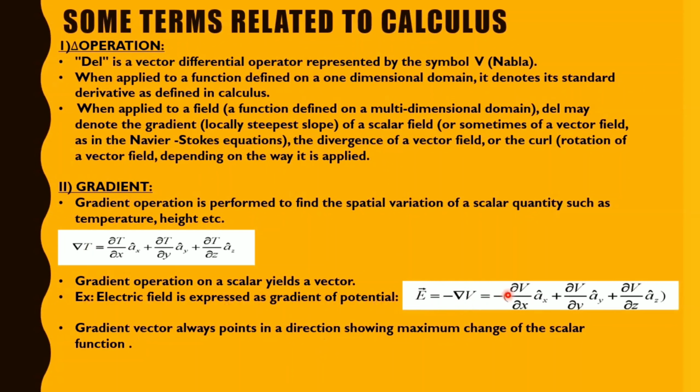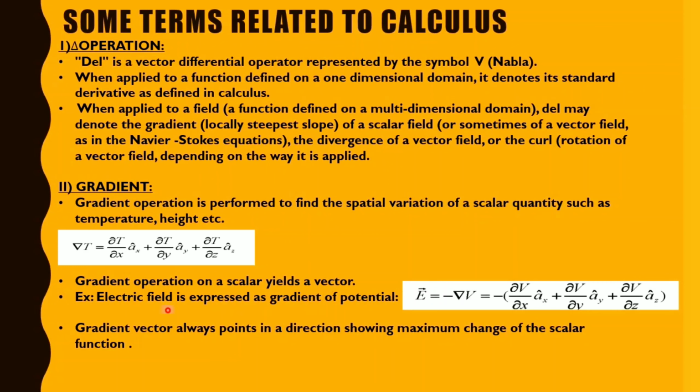Now we will do it in three dimensions, so delta x, delta y, delta z, and whatever the quantity is, you will write it above. As each dimension is there, there will be a cap also, that means a unit vector of each: a cap x, a cap y, and a cap z. So like this we can represent electric field as the gradient of potential.